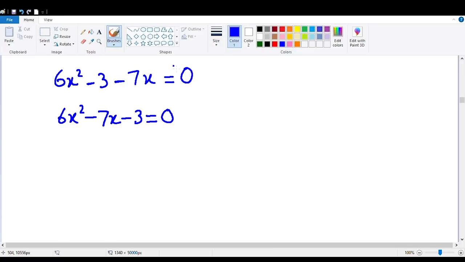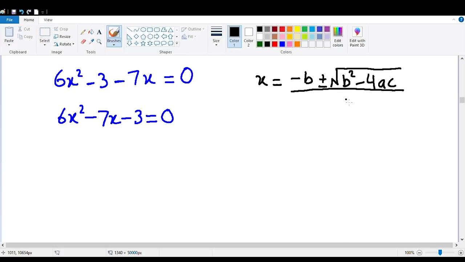And now we can write the quadratic formula first. x equals minus b plus minus, I was going to write plus minus first, but yeah. So plus minus the square root of b squared minus 4ac, over 2a.